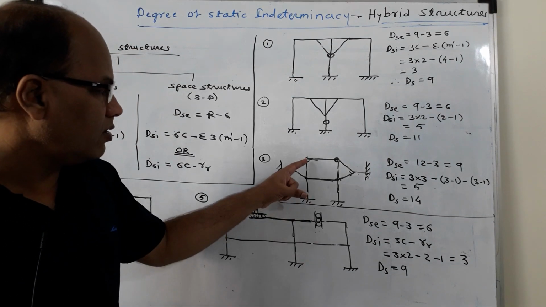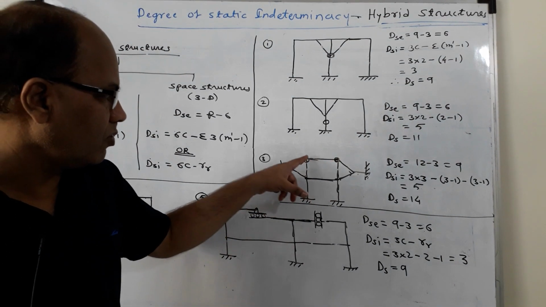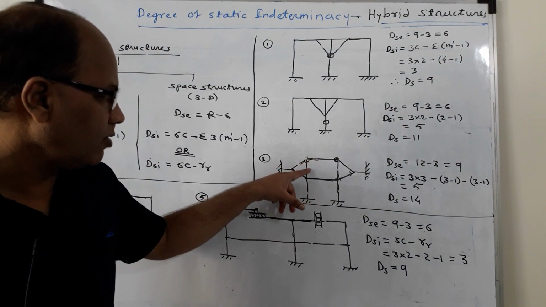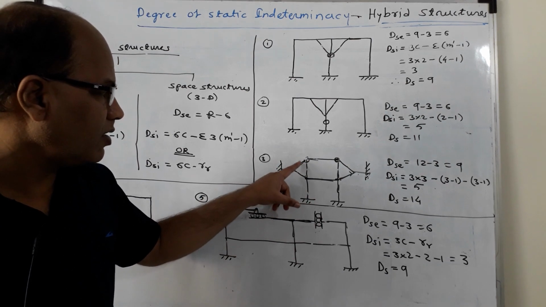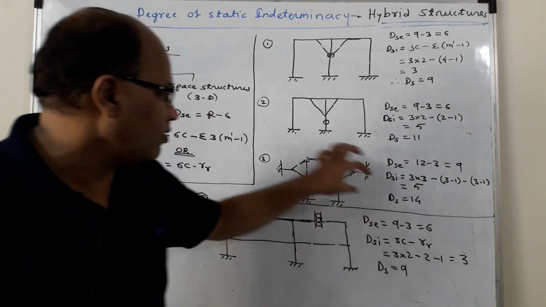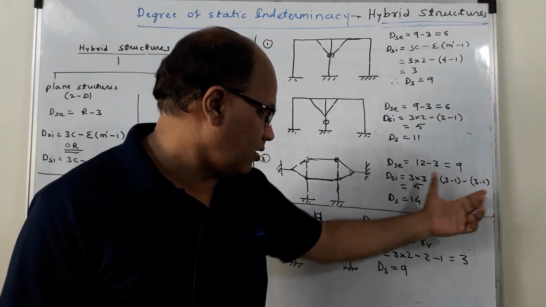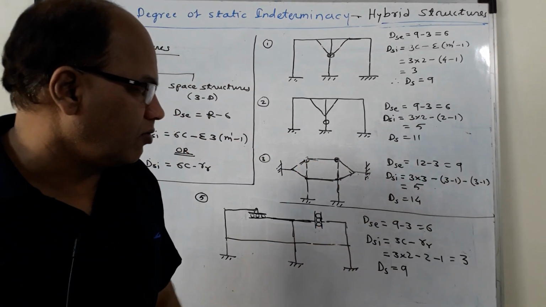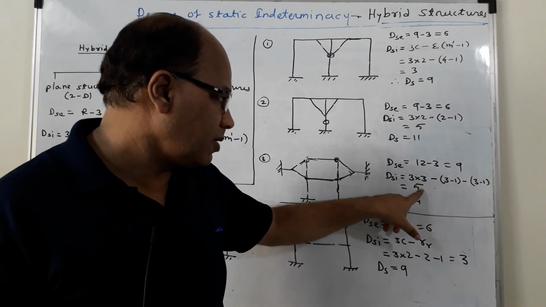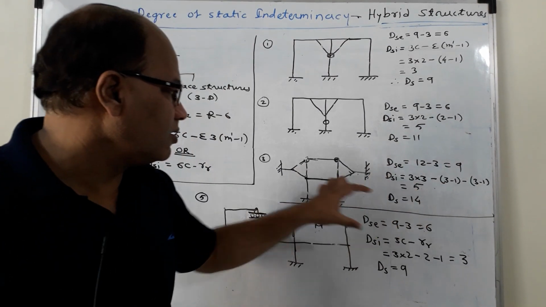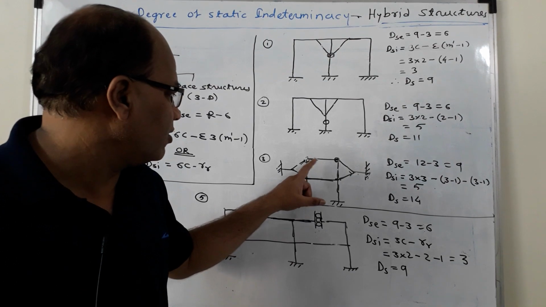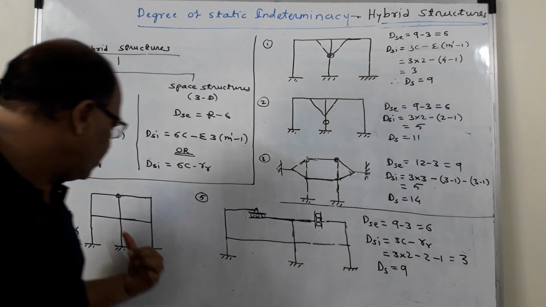Now there are 2 hinged joints. So at this hinge joint, there are 3 members meeting. So m dash minus 1 is 3 minus 1 for this joint. Again 3 minus 1 for the second joint, and this is how this total becomes equal to 5. 9 plus 5 is 14. 14 is the degree of static indeterminacy for this figure. Now let us go with this one.